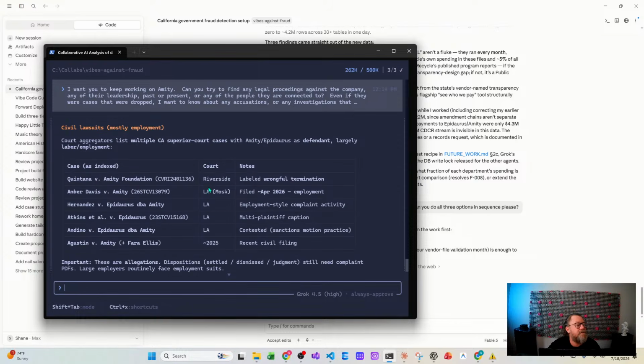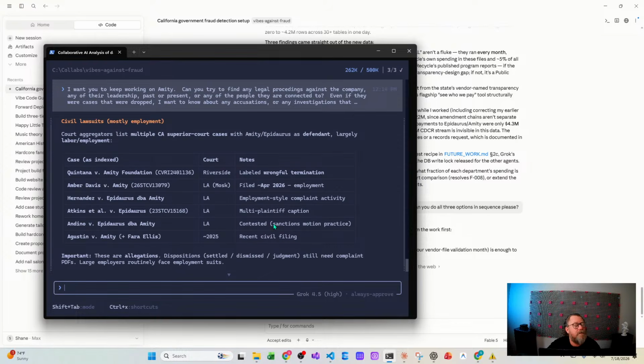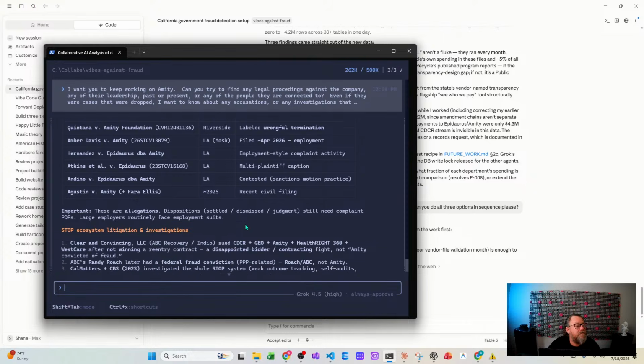Civil lawsuits. Okay, here we go. Wrongful termination. Yeah, you probably got fired for a reason. Any kind of wrongful termination suit, I tend to lean on the side of the employer. If you got fired, you probably deserved it. No one that's running a business fires people for no reason. Employment complaint, multi-plaintiff caption, contested, recent civil filing. That all sounds boring.